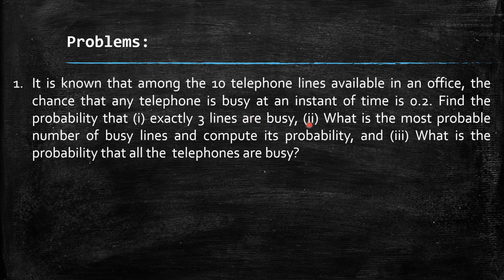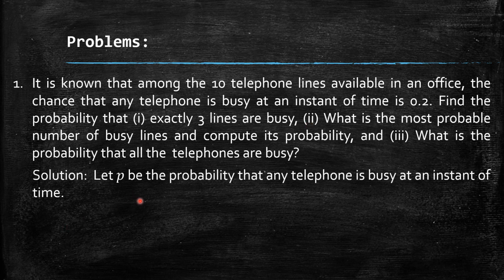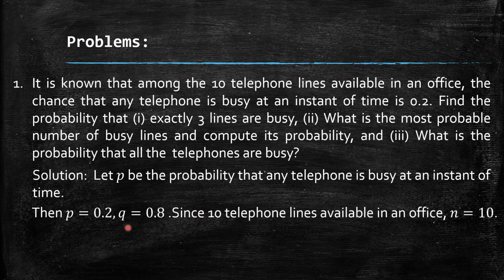So it follows a binomial distribution with the probability function p of x is nCx p power x q power n minus x, where p is the probability that any telephone is busy at an instant of time, which is given, that is p equal to 0.2, thereby q means 1 minus p, 0.8, and n is 10 since 10 telephone lines are available in an office.